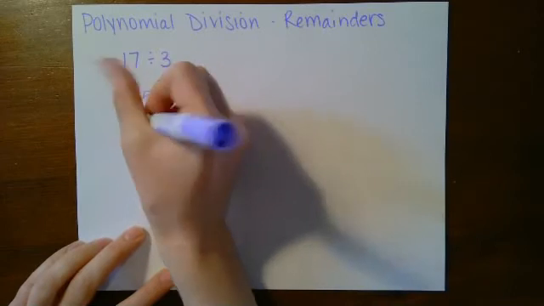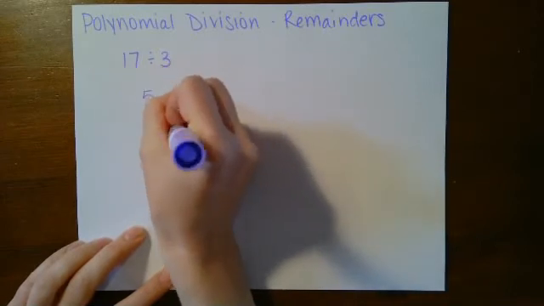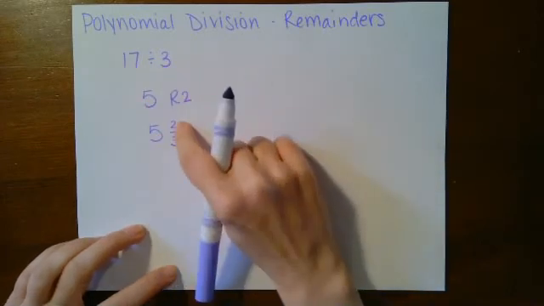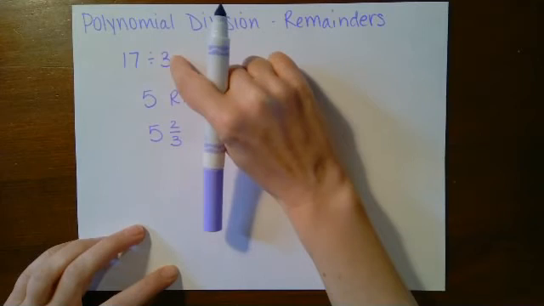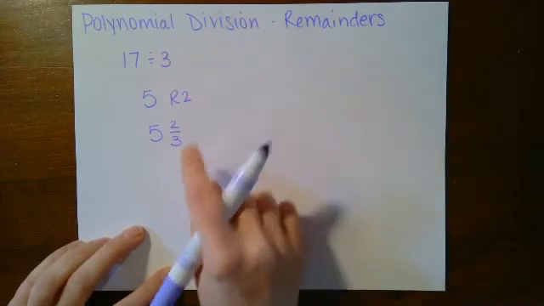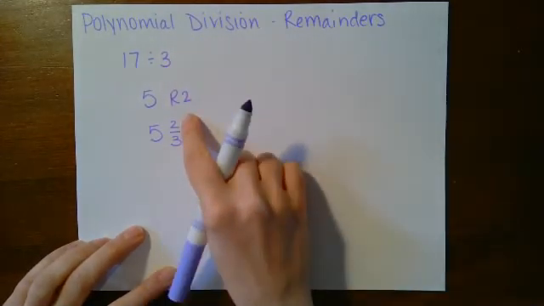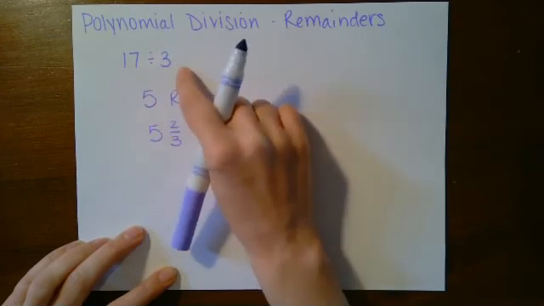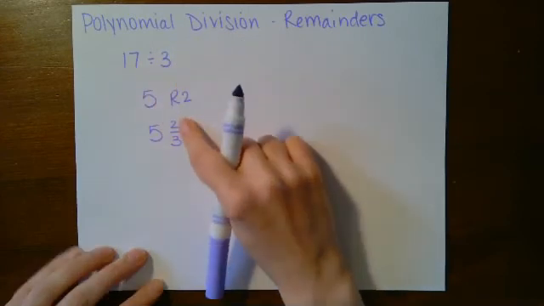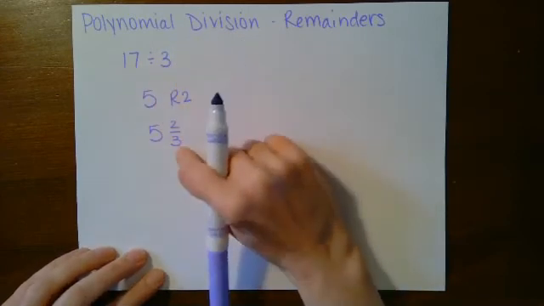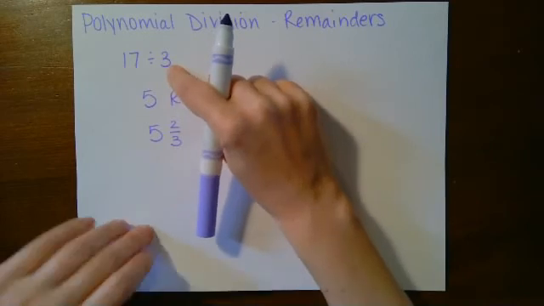We could also write that as 5 and 2 thirds. So we take the remainder and we divide it by the divisor. And we could just check real fast. We know that 3 groups of 5 would make 15, plus 2 would make 17, and 17 divided by 3. So just one more time, we know that we put the remainder over the divisor. We're going to do the same thing with polynomial division.